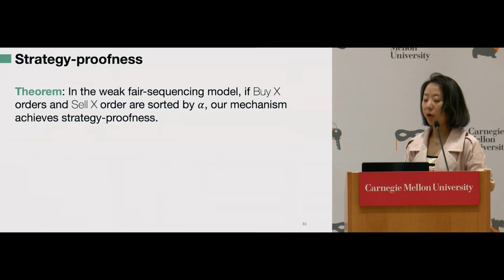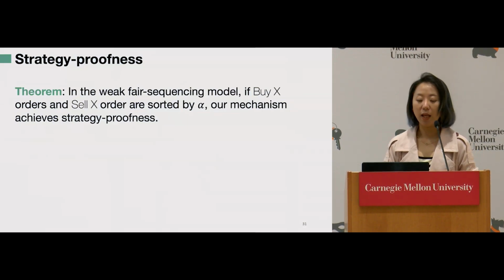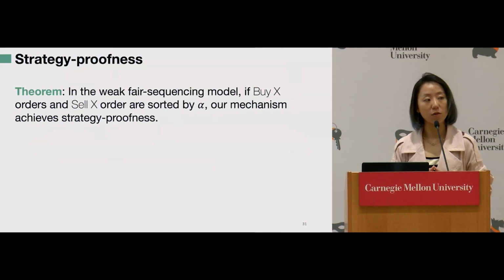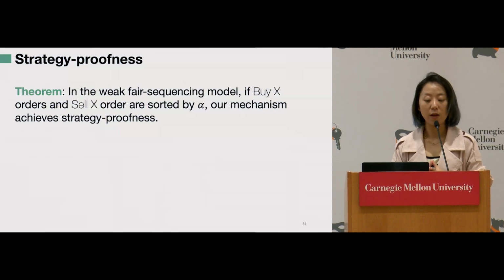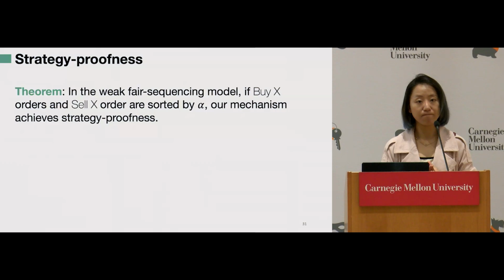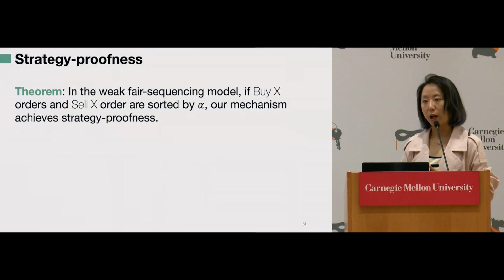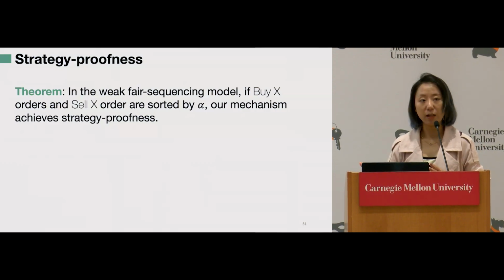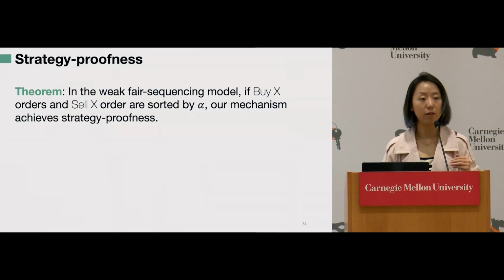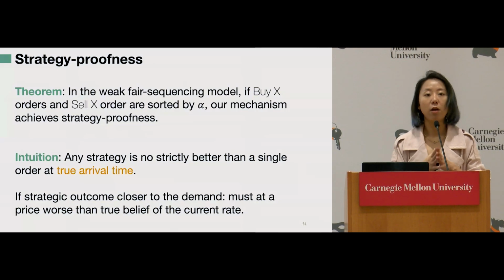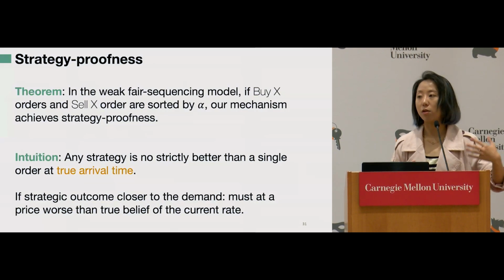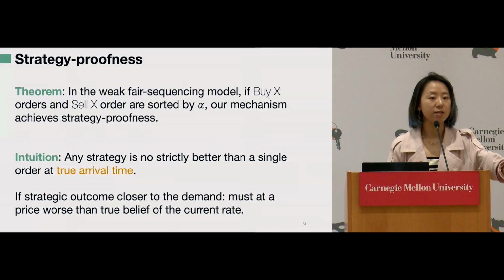So formally, in the weak fair sequencing model, if the buy orders and sell orders are sorted based on the arrival time, then the mechanism we just saw achieves strategy proofness. Due to the time constraint, I will not be able to talk about the proof techniques, which require careful analysis, but I think I can convey the intuition. The basic intuition, as we mentioned, is that users want their orders to appear as early as possible, and the earliest they can be is with their true arrival time.